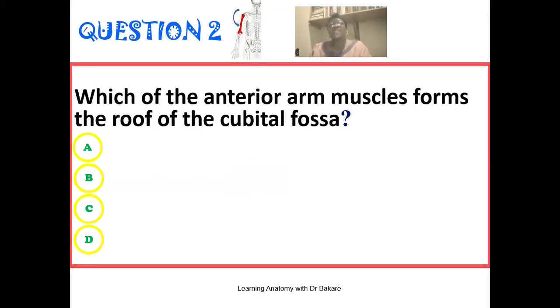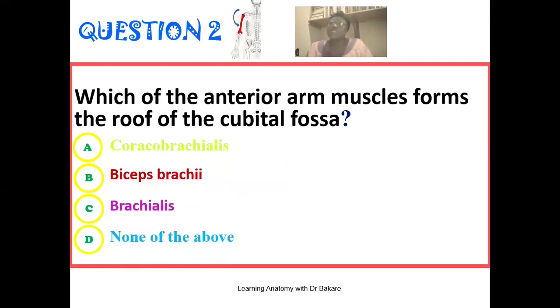Now let's go to the second question, and this reads, which of the anterior arm muscles forms the roof of the cubital fossa? Is it the coracobrachialis? Is it the biceps brachii? Is it the brachialis, or is it none of the above? The correct answer is the biceps brachii. The biceps brachii muscle is seen to form the bicipital aponeurosis at the point of insertion, and this is what forms the roof of the cubital fossa.